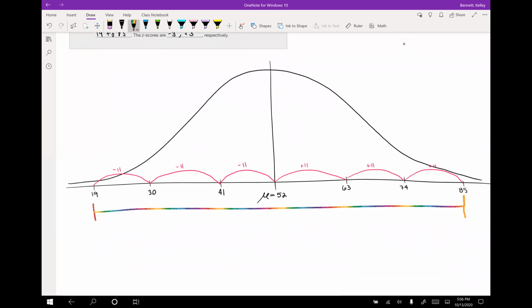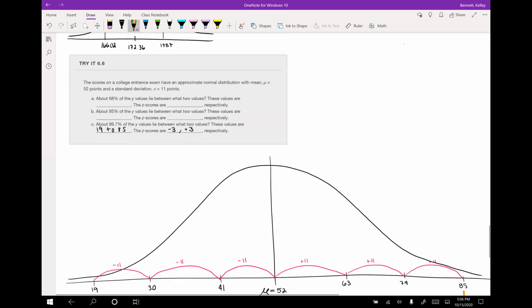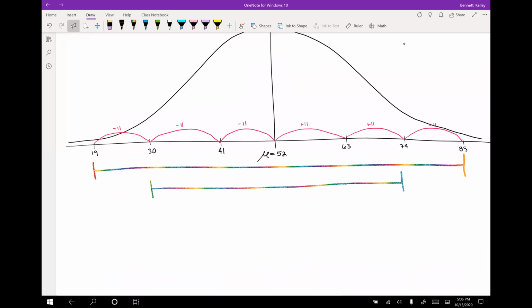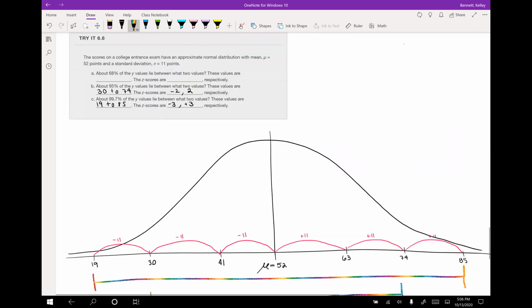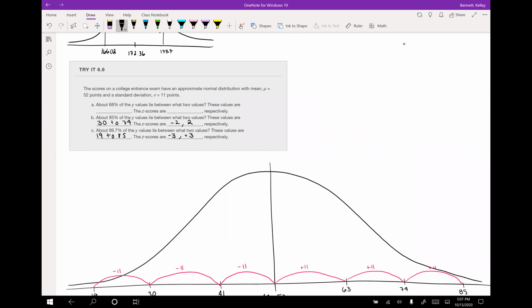95%, that's just going to be within 2 standard deviations. So that's going to be from 30 to 74. And that's going to be left 2 or right 2. And then for the last one, within 1 standard deviation, that's 68%, that's going to be 41 to 63. That's going to be to the left 1 standard deviation or to the right 1 standard deviation.